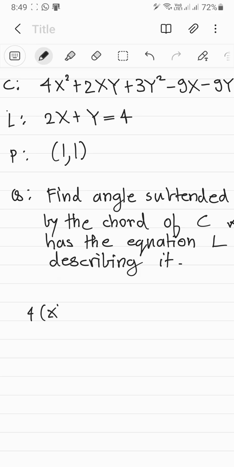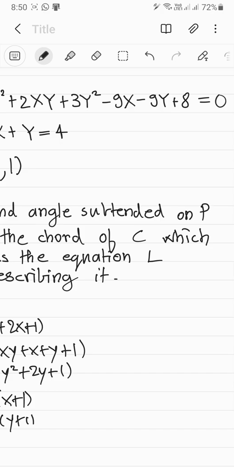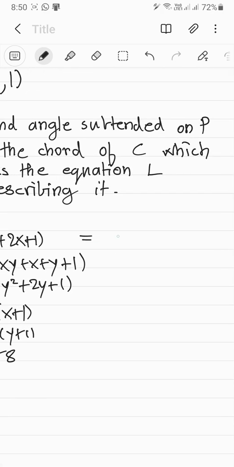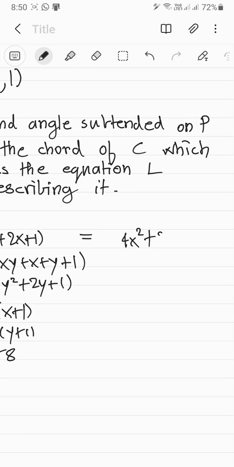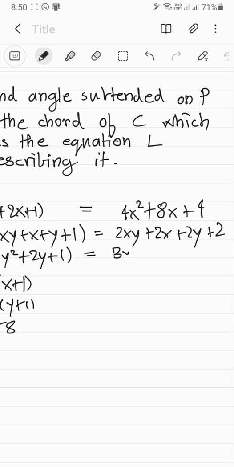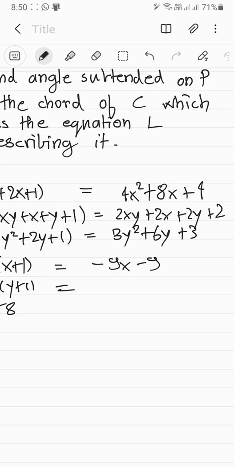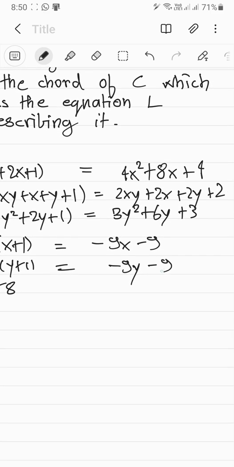So this will be 4 times of x squared plus 2x plus 1, plus 2 times of xy plus x plus y plus 1, plus 3 times y squared plus 2y plus 1, minus 9 times x plus 1, minus 9 times y plus 1, and then plus 8. This thing is 4x squared plus 8x plus 4, and this thing will be 2xy plus 2x plus 2y plus 2. This thing will be 3y squared plus 6y plus 3. This thing will be minus 9x minus 9, and this will be minus 9y minus 9, and it's 8 of course.